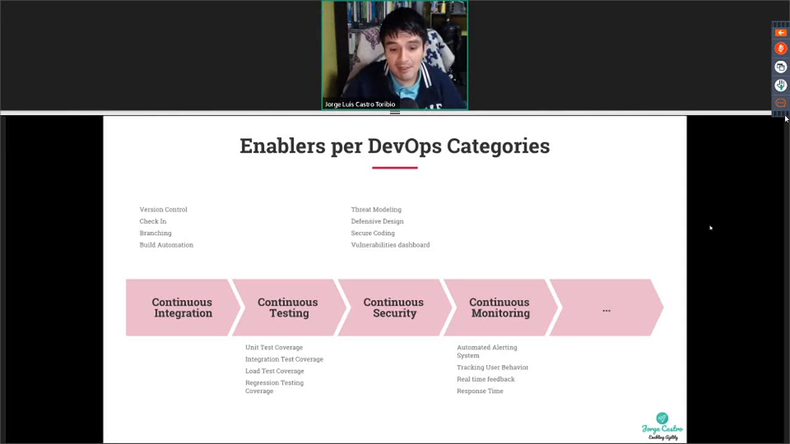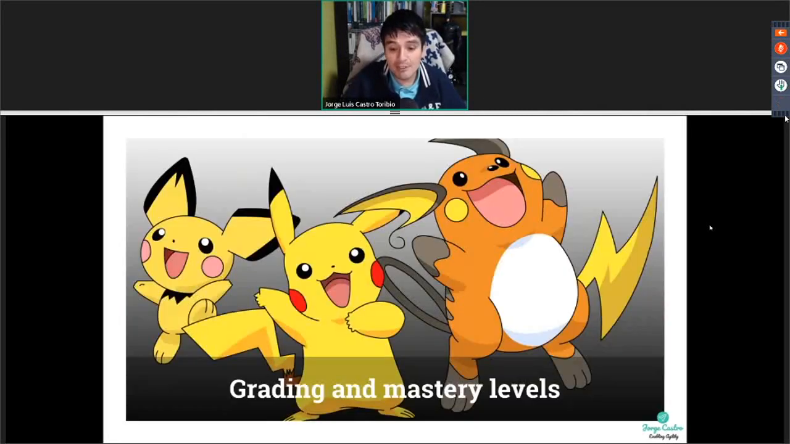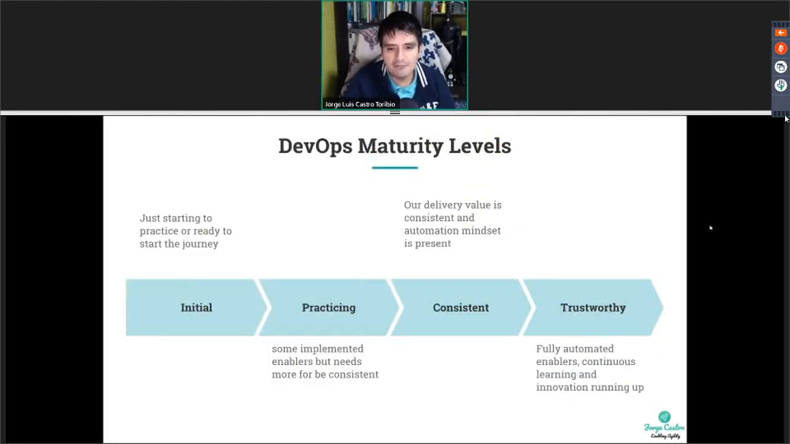Okay, something that is quite important in assessment is the grading and mastery levels. You need to define a kind of evolution status for the evaluation of your assessment, and how the teams are going to grow and evolve in time. I'm going to share with you something that we worked on in my teams. Basically, we defined 4 maturity levels.